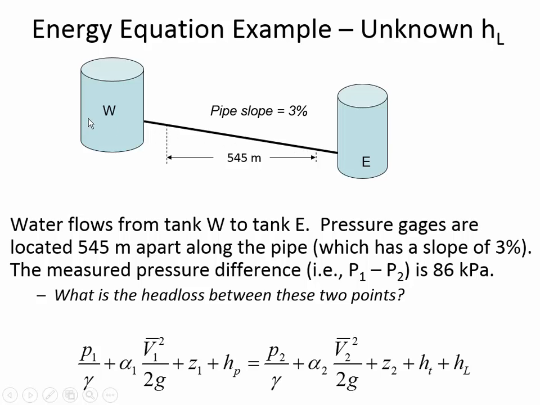Water is flowing from the west to the east tank, and there's a pressure drop of 86 kilopascals. And so we have a pressure meter. Now, if the water wasn't flowing, let's just say it was the hydrostatic equation, let's call this location 1 the first tap, and location 2 the downstream tap. If it was just static conditions, the water's not flowing, what would you expect the pressure difference to be, 1 versus 2? I'm not saying a specific number, but higher versus lower.